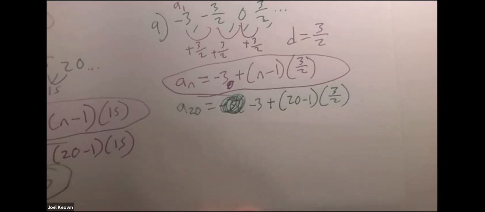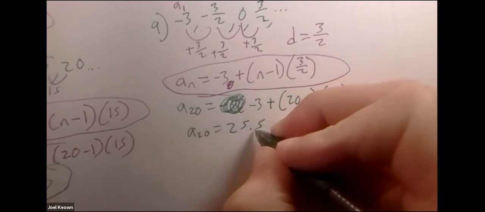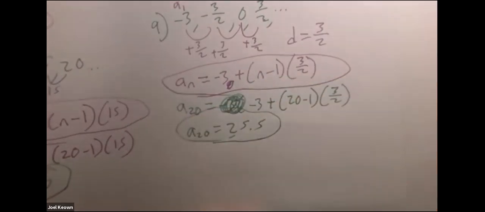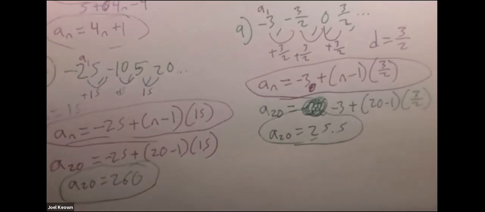And pull my calculator out and just type that in. Negative 3 plus parentheses 20 minus 1 times 3 over 2. For the 20th term, I got 25.5. That's how we do 8 and 9.